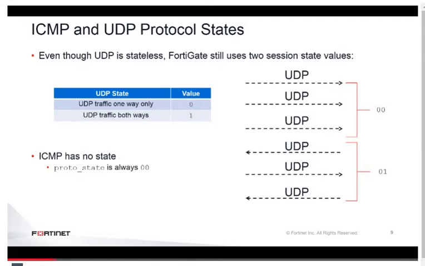For UDP, the session state can only have 2 values: 00 when traffic is only one way, and 01 when there is traffic 2 ways. For ICMP, the protocol state is always 00.